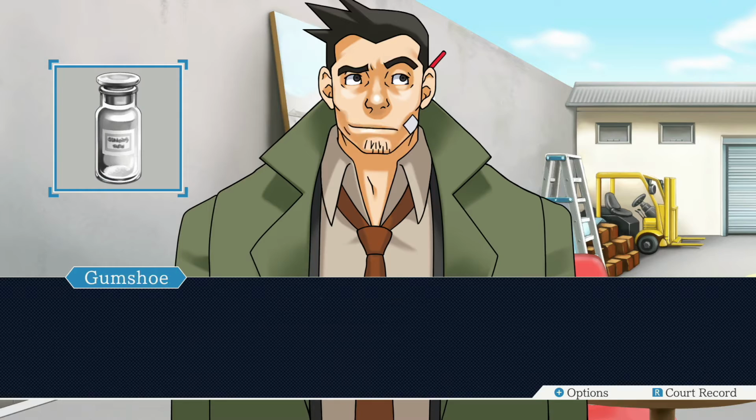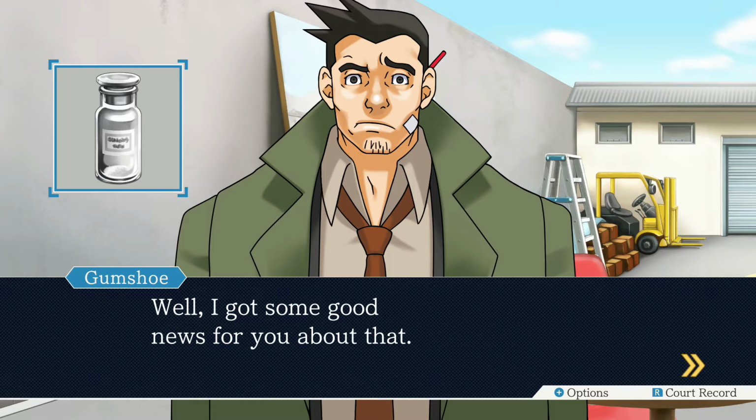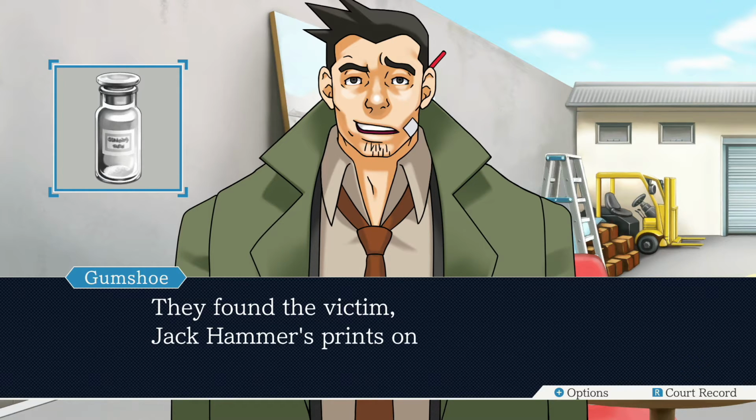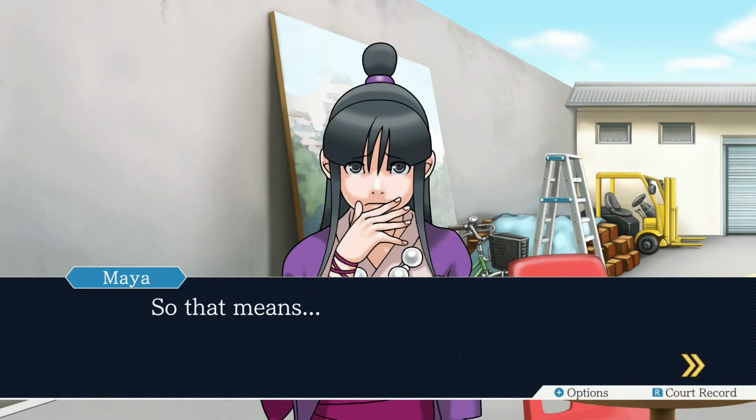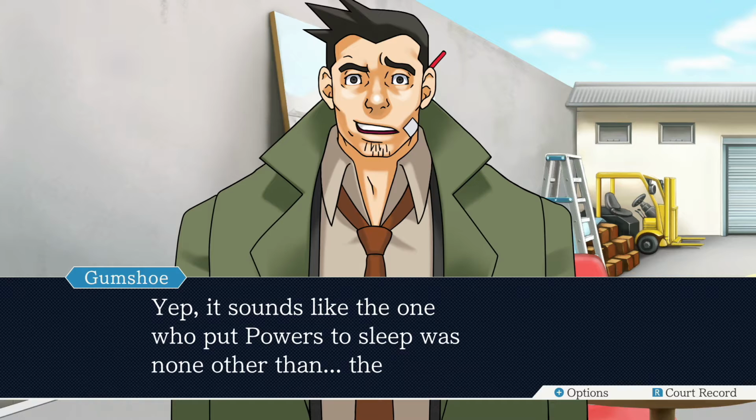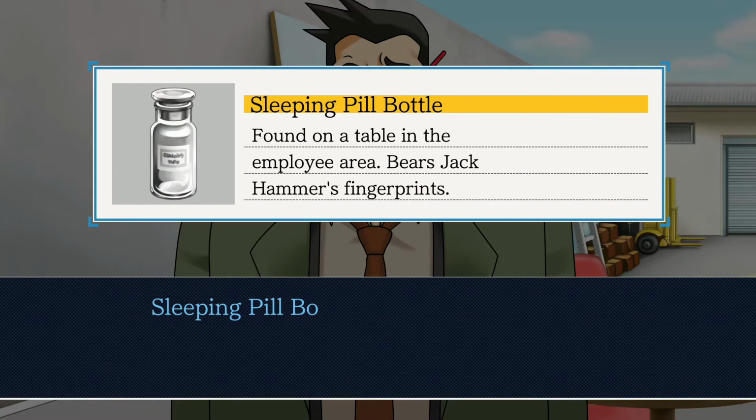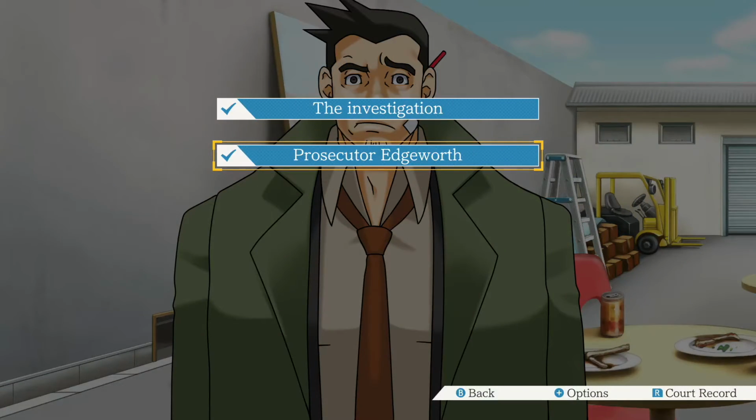Say, whatever happened to the empty bottle? Of a bottle of sleeping pills? Well, I got some good news for you about that. They found the victim Jack Hammer's prints all over it. And yours. You're a suspect now too, Phoenix. So that means it sounds like the one who put Powers to sleep was none other than the victim. So I was right the whole time.